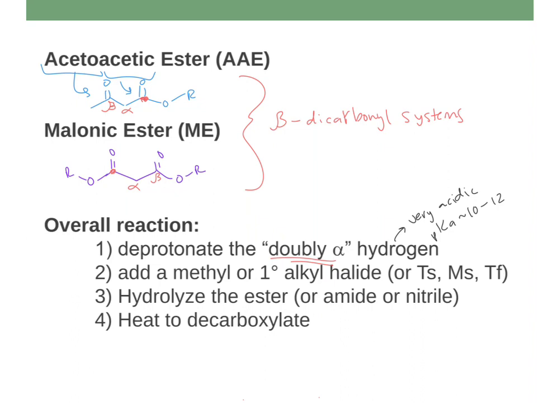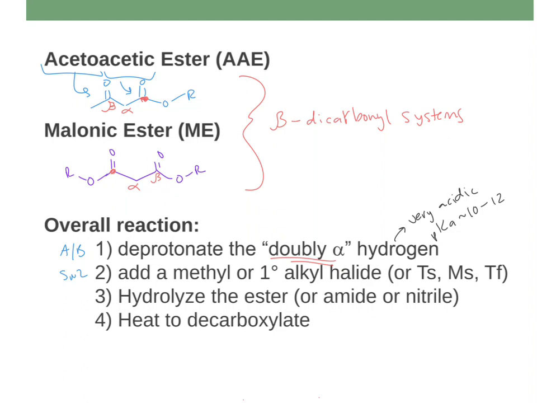And so for both of these reactions, they're going to have the same overall formula, where the first thing you're going to do is deprotonate that doubly alpha hydrogen, and then you're going to take that enolate that you just made, and you're going to do some sort of SN2 reaction. This second step here is always an SN2. So first we have acid base, then we're going to have an SN2 reaction with some methyl or primary alkyl halide, right? No secondaries or tertiaries because those tend to do a lot of E2s instead.